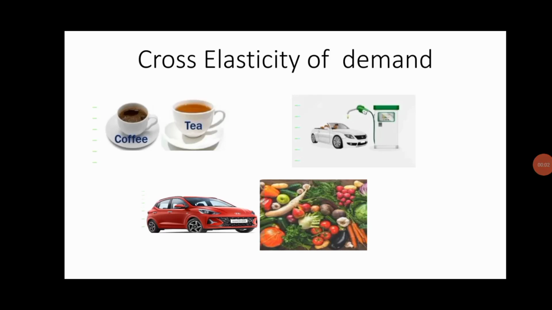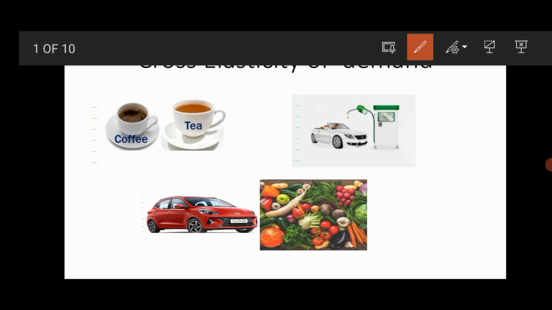Hello everyone. In this video I am going to discuss the cross elasticity of demand. So what is elasticity of demand? We already discussed that. Elasticity of demand is nothing but the responsiveness of change in demand because of change in the determinants of demand.